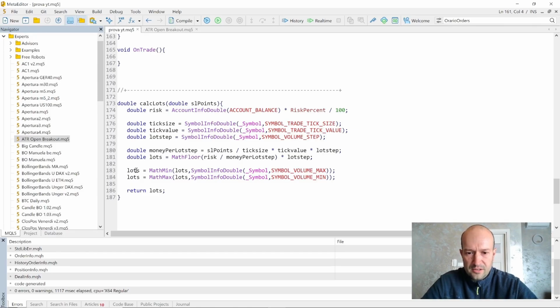However, our lots still need to meet two conditions. First, they must be above the minimum lot size. So I performed this check with MathMin. Basically, if the lot size calculated based on my risk is 0.0001, I can't use it. I have to use 0.01 if that's what's required or whatever is specified for that symbol. The same goes for the maximum lot size. If I get a maximum lot size of 300 lots, but the maximum allowed for the symbol I'm trading is 50, I have to stop at 50. These two lines are exactly what enforce these conditions. What does this function return? It returns the value of the lots I have calculated.